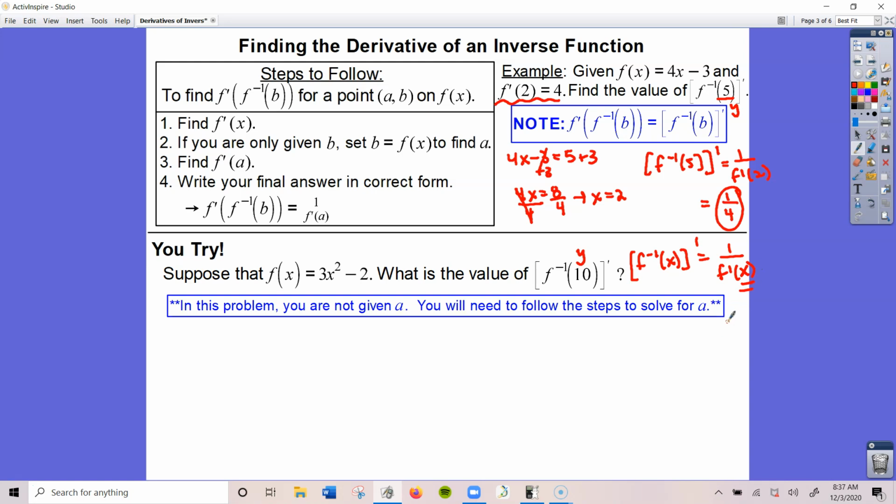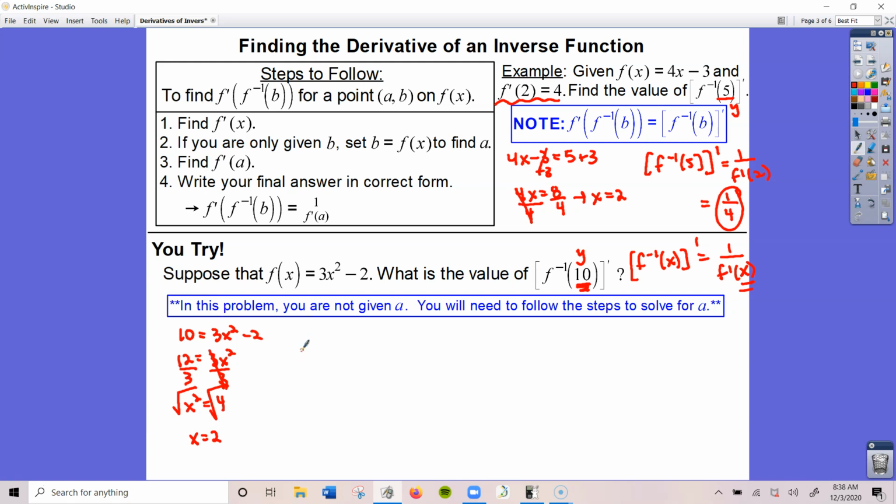We need the x value. So in order to find the x value, we take the y value and we plug it into the function as the y. So 10 equals 3x squared minus 2. And then we have to solve for x in order to find the x value that we're looking for the derivative. So here I would add the 2, so 12 is equal to 3x squared, and then divide by 3, x squared is equal to 4, and then we would square root, and we get x is equal to 2.